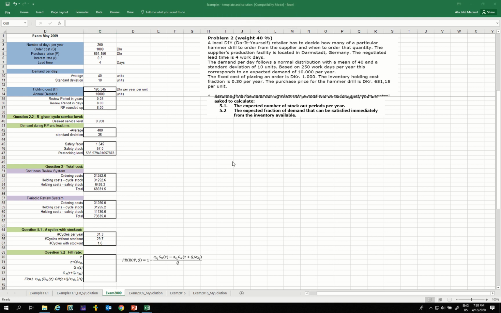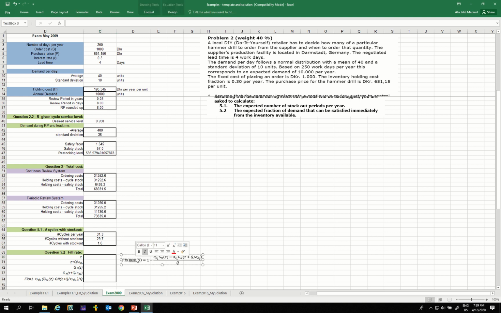In the second part of question 5, we will calculate the expected fraction of demand that can be satisfied immediately from the inventory that is available. In other words, we want to calculate the realized fill rate for the system, for which we calculated the reordering point in question 1. Okay, this is the formula for the realized performance, so for the realized fill rate.